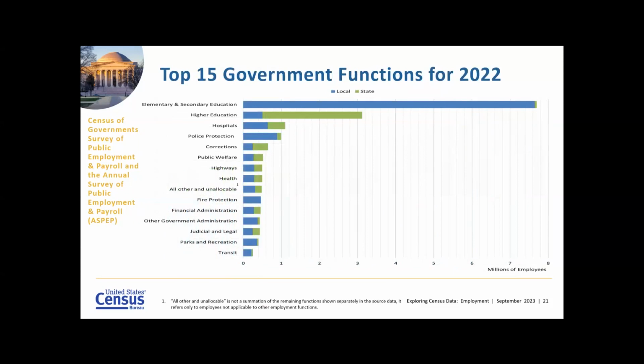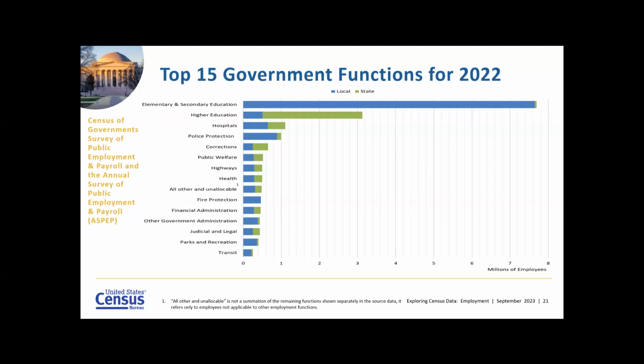Now let's take a look at, still at a high level, a national level. We're looking at the top 15 government functions for 2022. So now we're getting into specific functions. Again, blue is local, green is state. This is in millions of employees. And this chart really shows us where governments tend to focus their efforts and where they prioritize their resources.